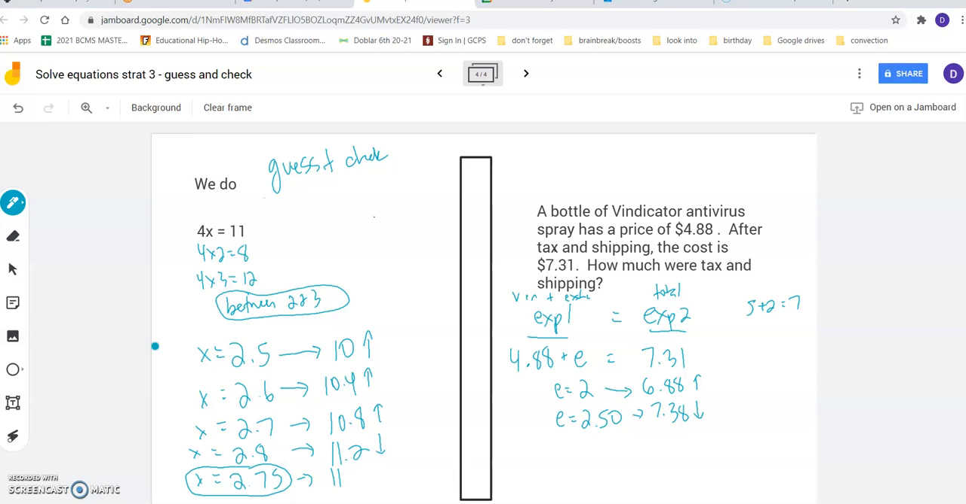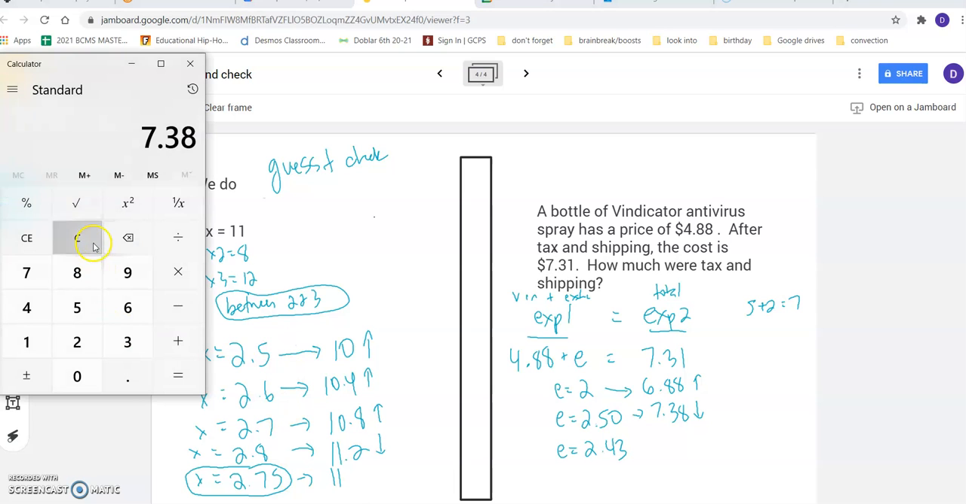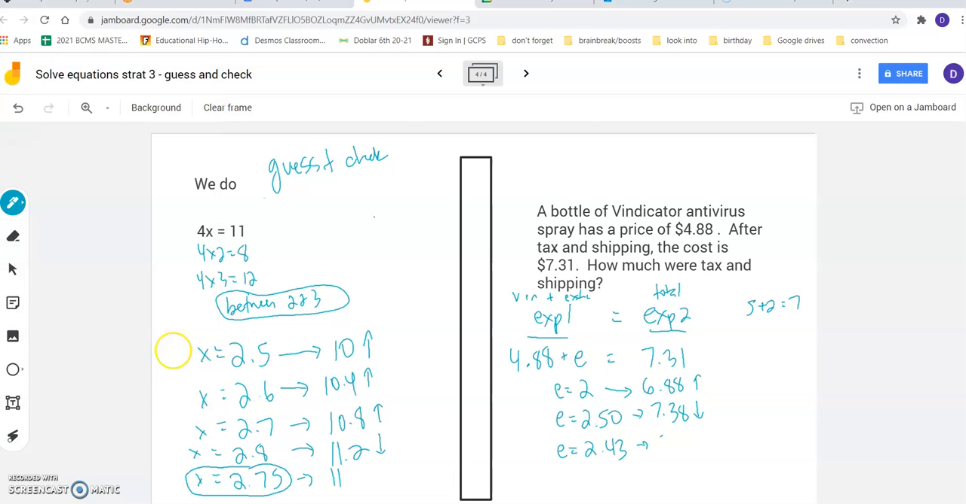I need to go down. I need to go down by exactly 7 cents. So I think I can get it on my third guess here. I think it's going to be 2.43. But I'm going to check and make sure, because again, it's guess and check. And if you don't do the check, you're not sure of your guess. Boom, got it. So in this case, shipping and tax added up to $2.43.